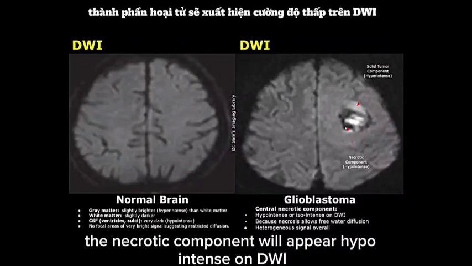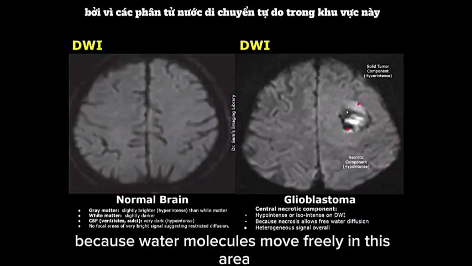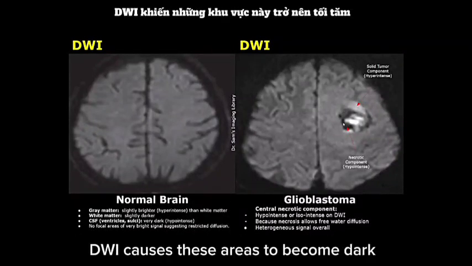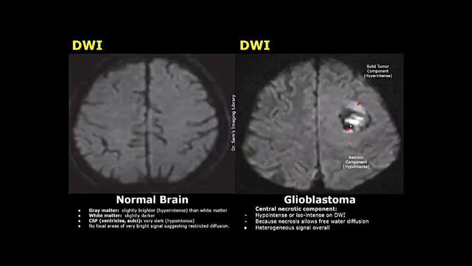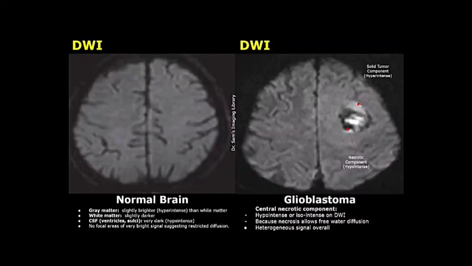The necrotic component will appear hypointense on DWI. It appears dark because water molecules move freely in this area. DWI causes these areas to become dark, and there is no restricted diffusion here. Overall, it has a heterogeneous appearance.